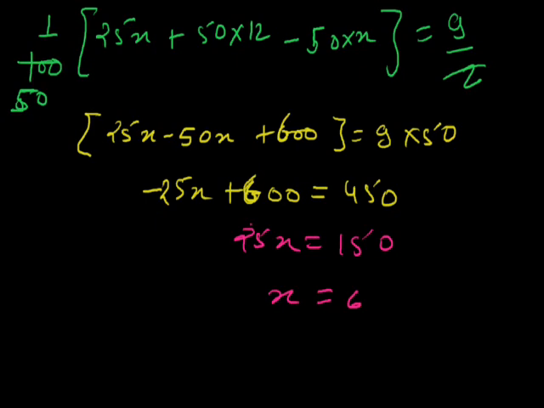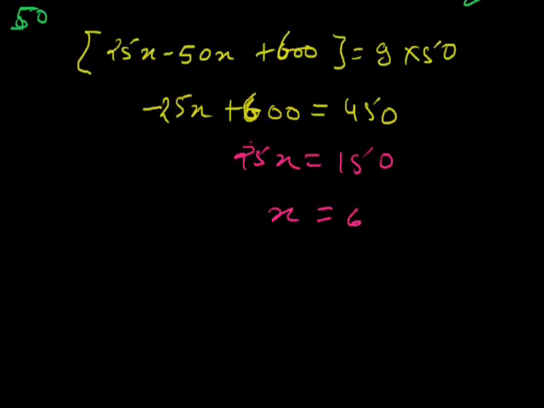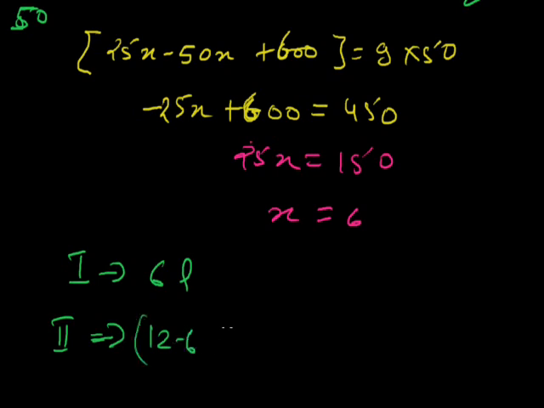Now what is x? x is the quantity which we have taken from the first container. So from the first container we will take 6 liters, and from the second container we will take 12 minus x, that means 6 liters again. So we will take 6 liters from both the containers so as to form the required quantity of solution.